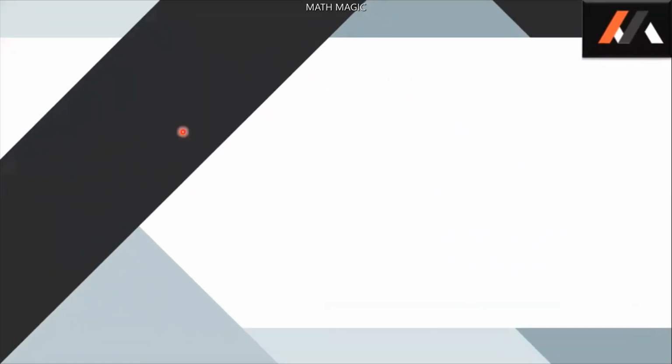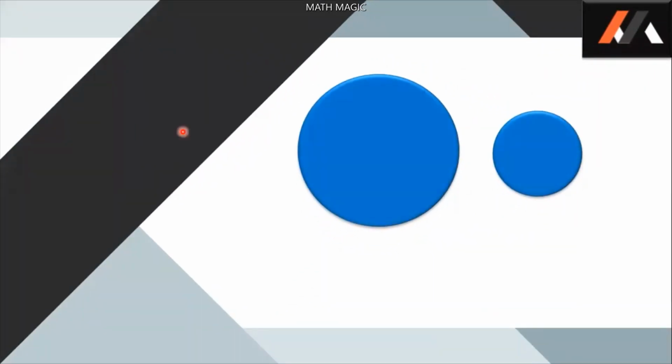Now, I have displayed two circles. In this chapter, we shall study those figures which have the same shape, but not necessarily the same size. So I have displayed two circles in front of you. Now, what is the difference between the big circle and the small circle? Yes, exactly. It's there in its description itself. One is big and one is small.